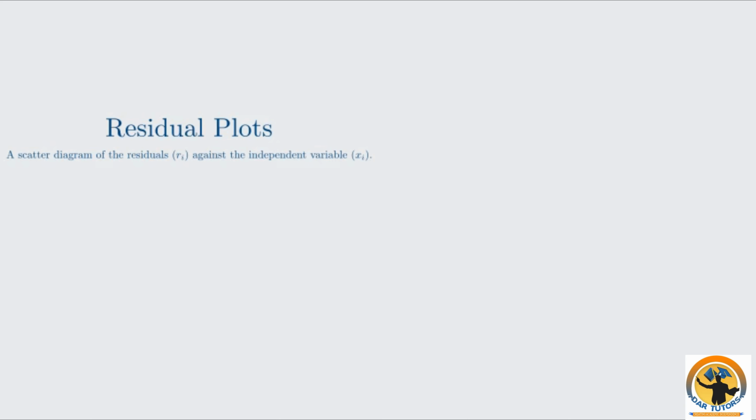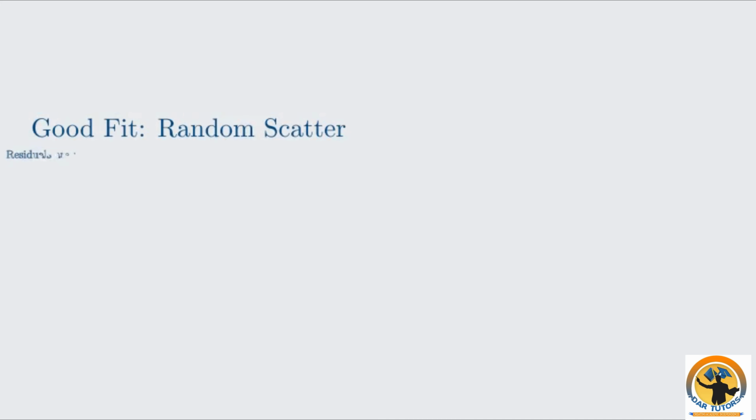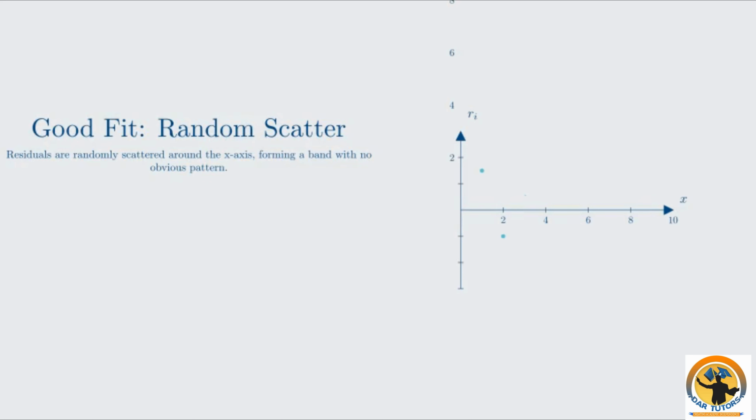The pattern of the residual plot helps us assess the model. If the linear model is appropriate, the residual plot should show no obvious pattern. The residuals should be randomly scattered, forming a band around the x-axis.